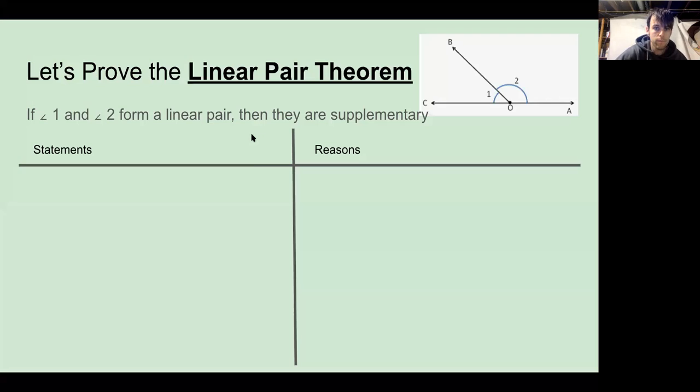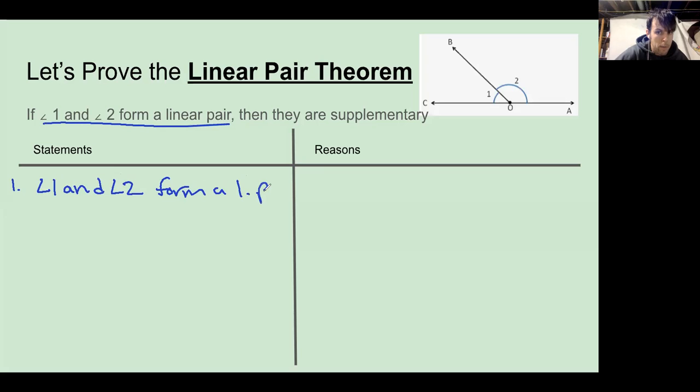All right. So here's a space for us to do this. Generally, when you're proving something, the very first thing is you start off with your given information, in this case, the hypothesis. So angle 1 and angle 2 form a linear pair. I'm just going to abbreviate that LP. And that is given information. If it's given to us, then we can just go ahead and assume that it's true from the very beginning.